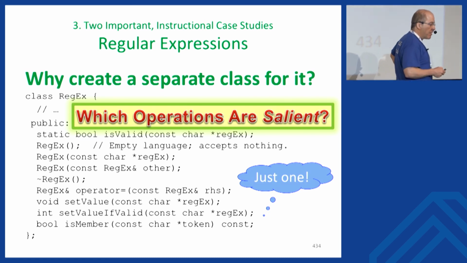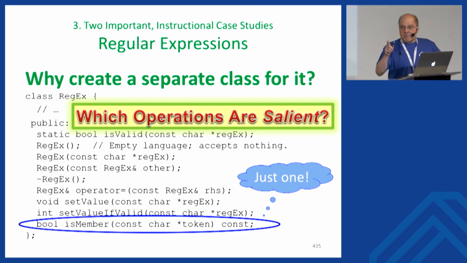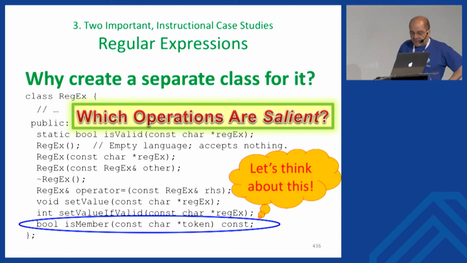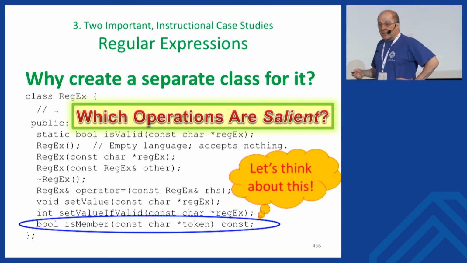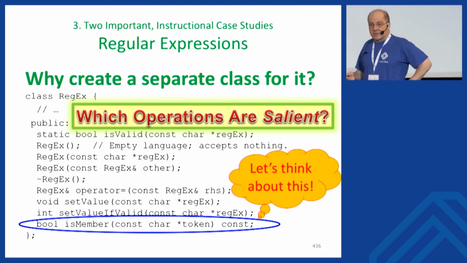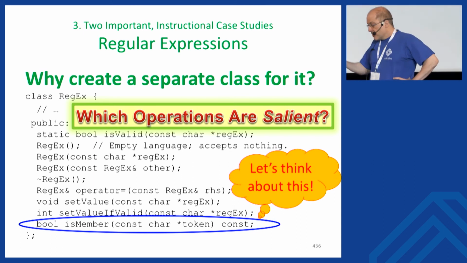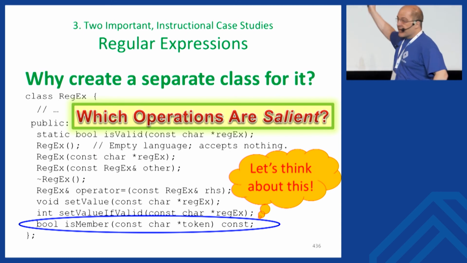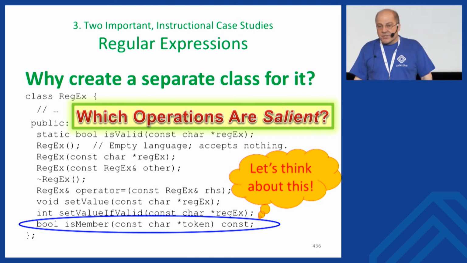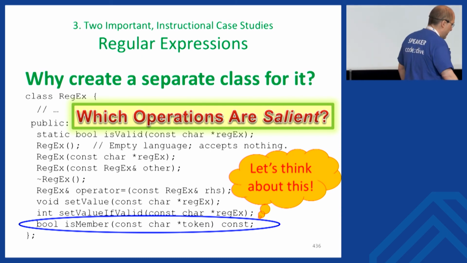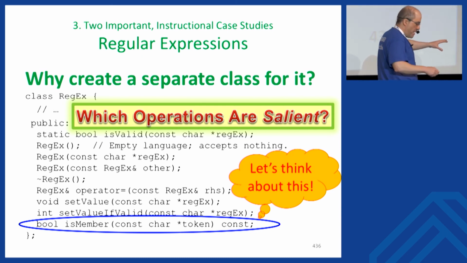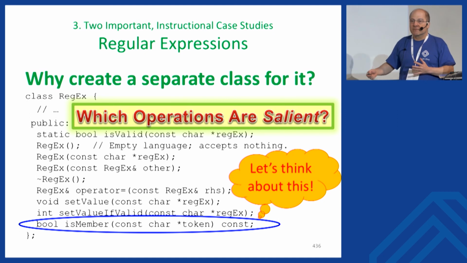Just one, isMember. Very good. See, the people who stayed are paying attention. That's awesome. Let's think about that. The only thing that matters here, really, the only thing that's part of an abstract mathematical type is to ask the question, is this string part of this? And everything else that you see there is just mechanism and noise and C++ and ick. There's one good thing, and the one good thing is: is this string a member of this language?